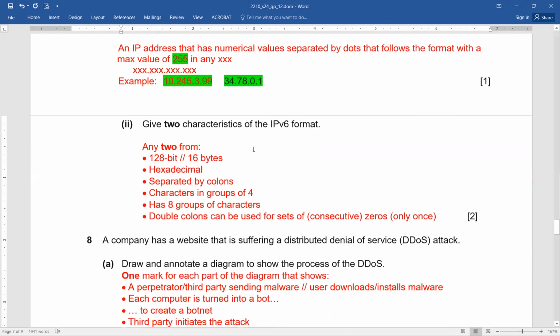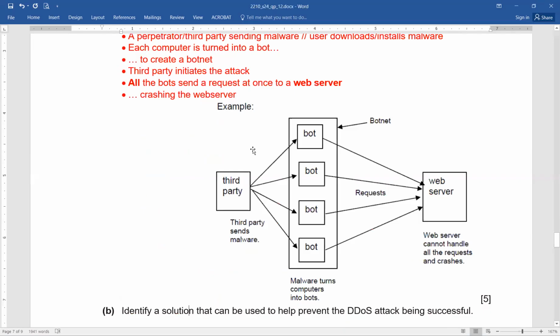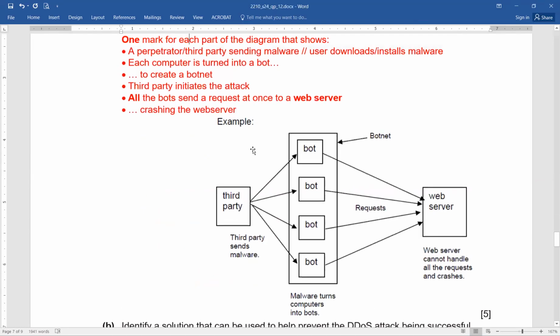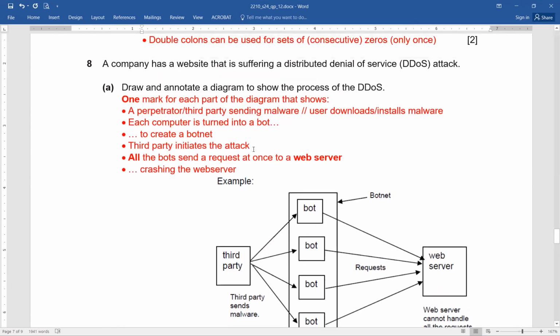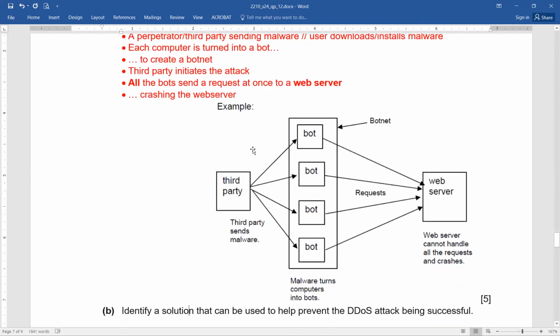See, let's see how you will score. Now, these are the points that you need to remember. And then definitely you have to draw the diagram and annotate, meaning you have to write down the key points also. A perpetrator or third party sends malware, each computer is turned into a bot, and that creates a botnet. Third party initiates the attack. All the bots send a request at once to a web server, and that will crash the web server. So this was the main thing that they expected the students to write.